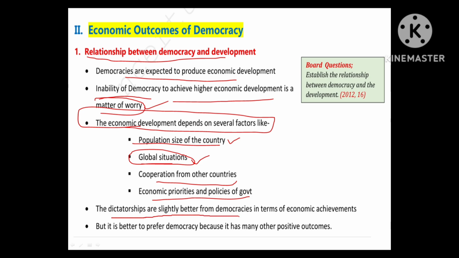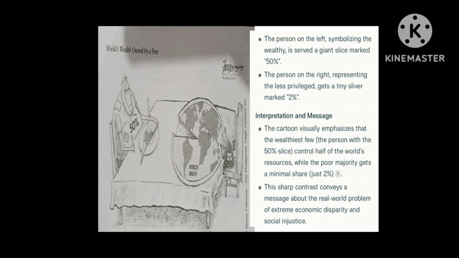Dictatorship is slightly better than democratic governments in economic achievements, but it is better to prefer democracy because it has many other positive advantages. Why? Because in a dictatorship, other aspects like freedom of individuals, dignity of individuals, and respect and mechanisms are not available in a non-democratic government. Even so, why is economic development faster in dictatorship? Because they can take decisions quickly and implement them faster.